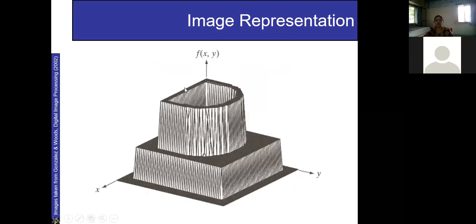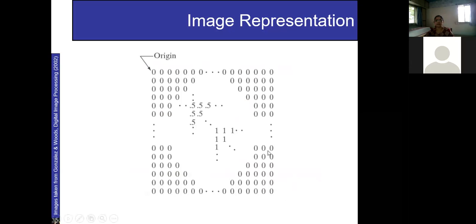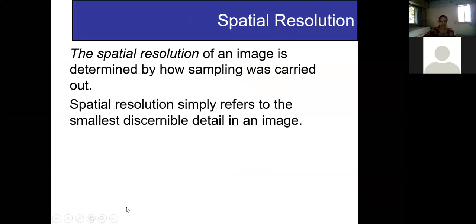Okay, so these are various representations of the same image. Now let us talk about spatial resolution and gray level resolution. The spatial resolution of an image is determined by how sampling was carried out. The greater the number of samples, the greater the spatial resolution. The lesser the number of samples, the lesser the spatial resolution.